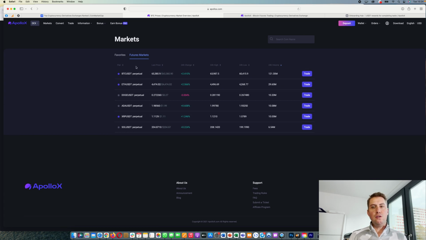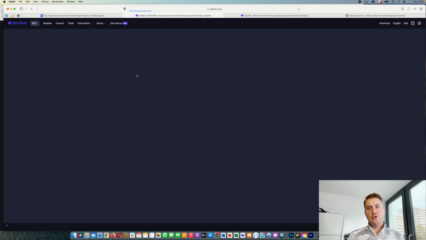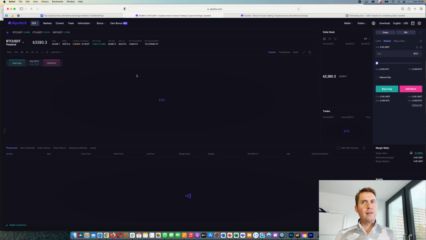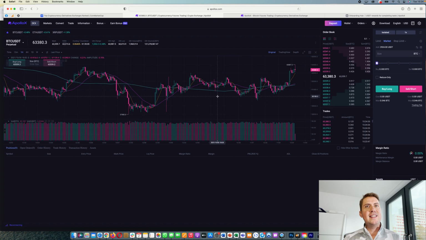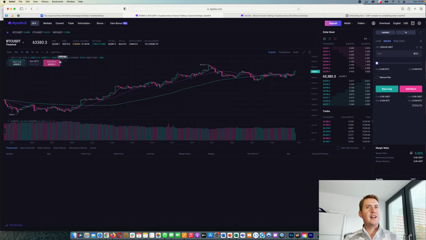So as you can see, you can trade Bitcoin, Ethereum, Doge, Cardano, XRP, and Solana here. Let's look into the Bitcoin USDT Perpetual. And there you can see the chart. And you can also switch to 4-hour candles or 15-minute candles. There you have the order book or the sell or the buy orders. And then you can just make a trade here.